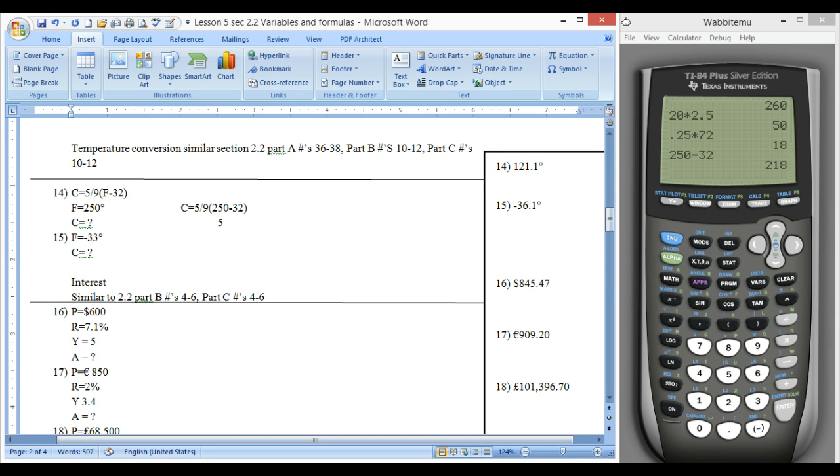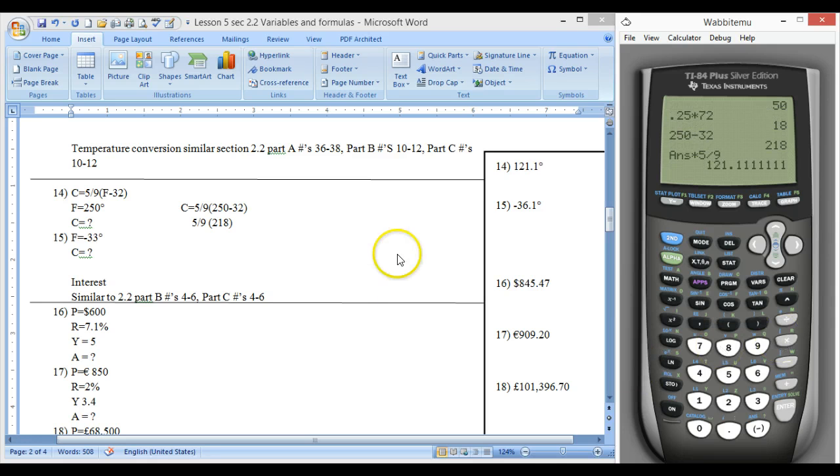Okay, so now I have 5/9 times 218, and I'm going to put that in parentheses just because if I don't, it's going to look like I have 5 divided by 9,218. I could put a times sign there, but I'm kind of a stickler for parentheses. It works into algebra really nicely. So in this case, 218 times 5/9. So I'm going to come over here, since it's already on my screen, and do times 5/9.